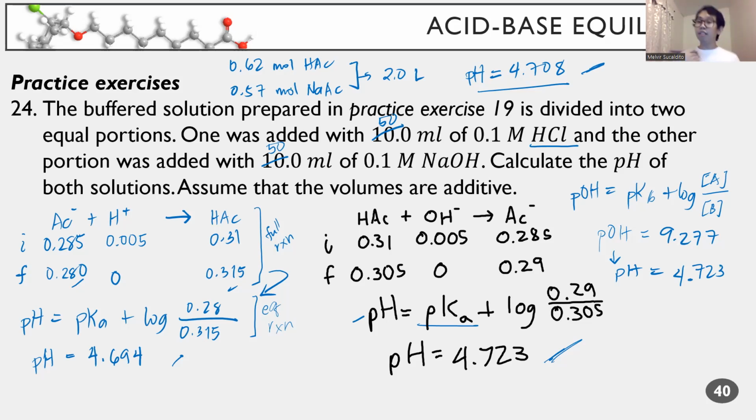Now, I'll also just want to emphasize na for this buffered solution, take note na even if we add this strong acid here, HCl, or strong base here, sodium hydroxide, we didn't really observe any significant change in the pH. Actually, if you solve for pH of the solution, a 0.1 molar HCl has a pH of... 0.1 molar?